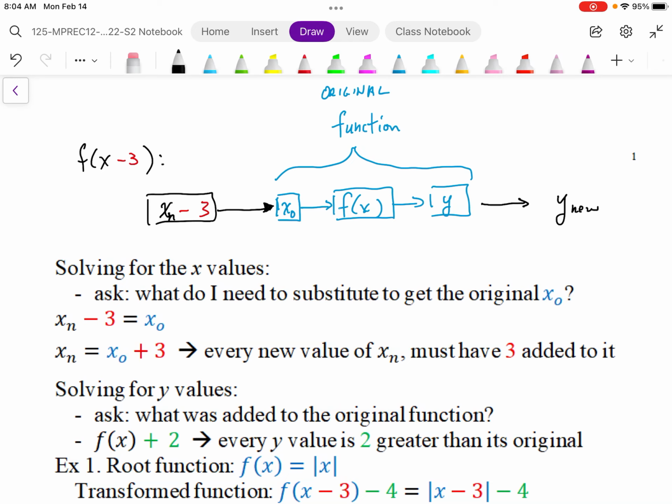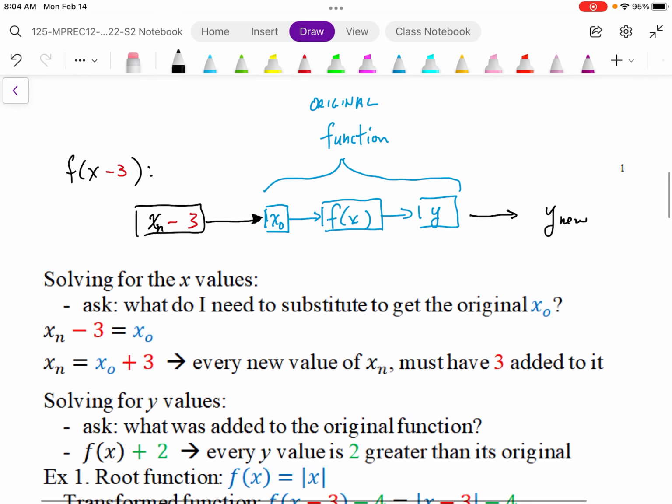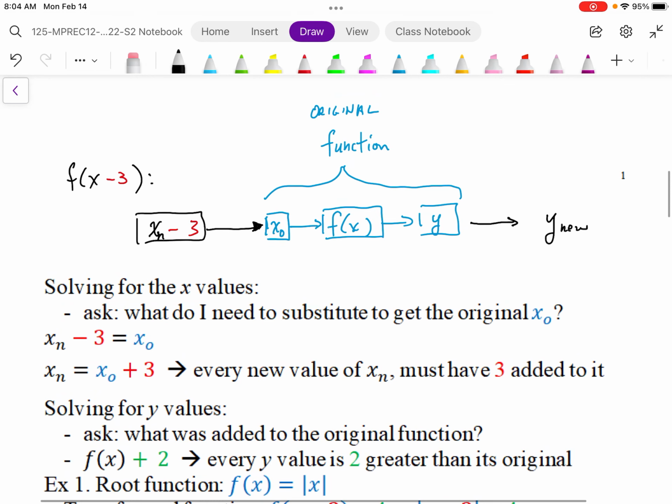Now, the reason why everything is opposite is because of the way we put things through the function. It's through the function flowchart. So we put everything from left to right. So we have this x minus 3, and we're going to put this into the function. And so what's happening is we have some new x that we're going to choose, and we're going to minus 3, and we're going to put it through this flowchart.